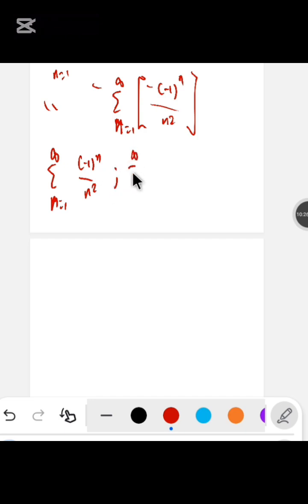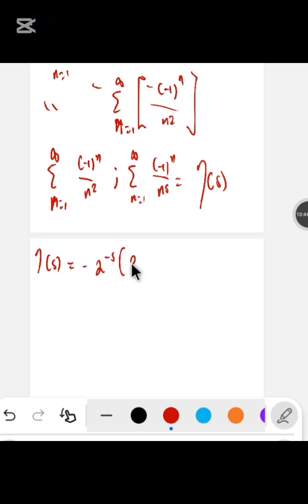Now recall that if we have sum of n from 1 to infinity of minus 1 raised to the power of n over n raised to the power of s, this is equal to the Dirichlet eta function of s. And the Dirichlet eta function of s is also equal to negative 2 raised to the power of negative s, times the bracket 2 raised to the power of s minus 2, then multiplied by zeta of s. But in this case, the value of s is equal to 2, so just put 2 there. So we're going to have negative 2 raised to the power of negative 2, then in brackets 2 raised to the power of 2 minus 2, then multiplied by the zeta function of 2.